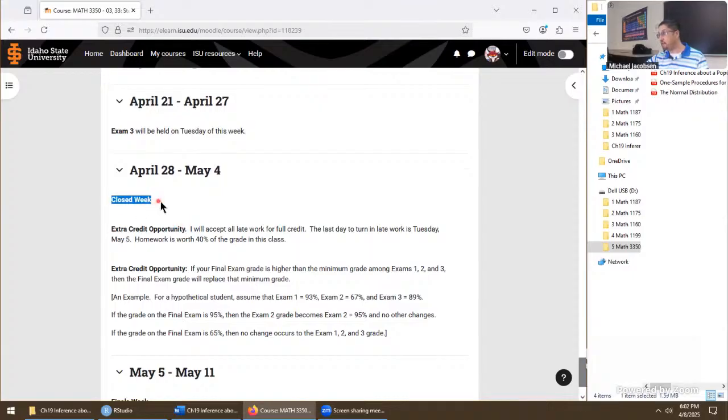Then on close week, I've been informed by the university, this is a new policy that was effective last semester, but we're trying a little bit better on this semester. We're not intending to cover new material on close week. We're just finishing off any last bit of work from the prior week and moving directly into reviewing for the rest of this entire week.